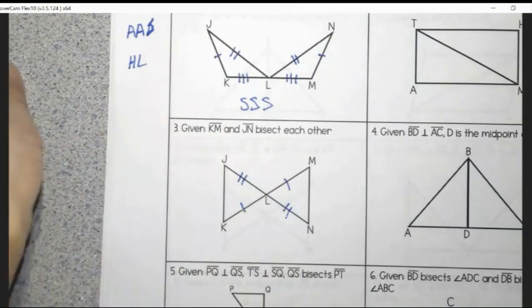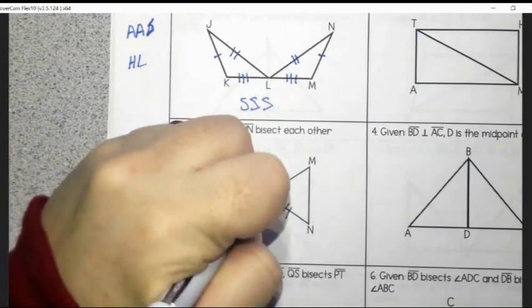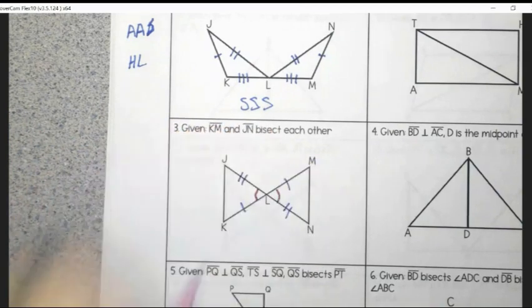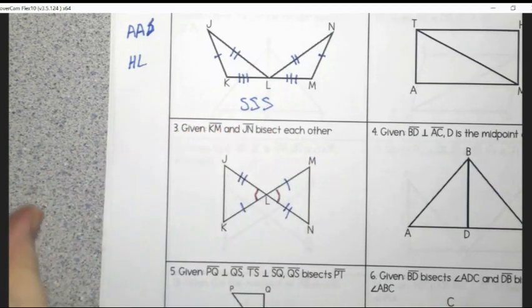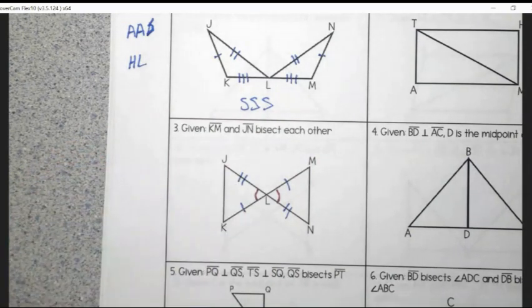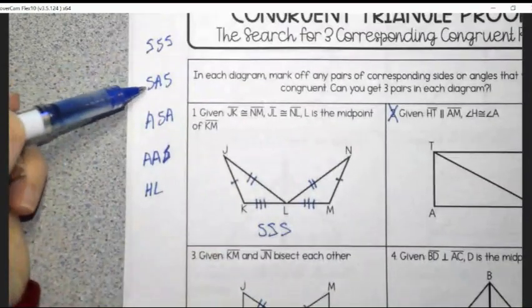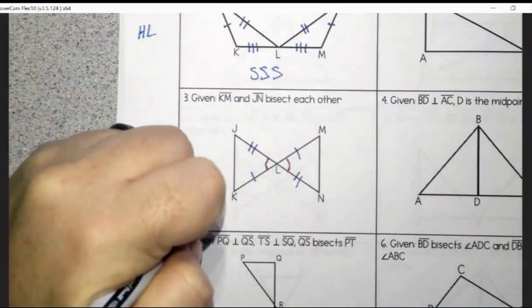Okay, so that's all we can mark with the given information, but you should notice that this looks like a bow tie, so I can mark the vertical angles. Let's see here. So now I have 2 sides and an angle. The angle is in between the 2 sides. So here we have the angle is in between the 2 sides. This is side, angle, side.